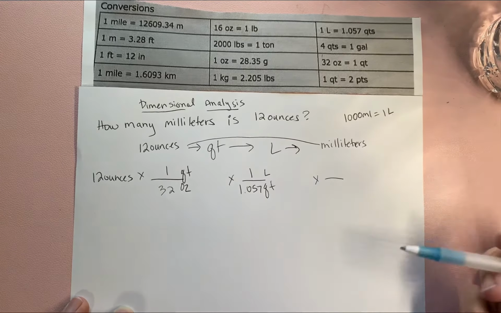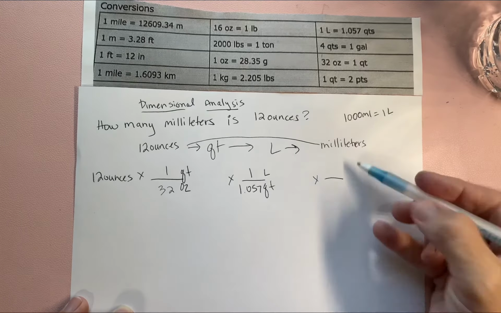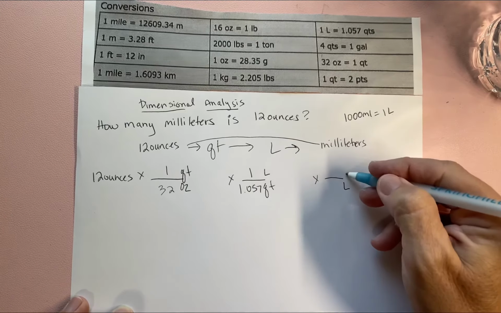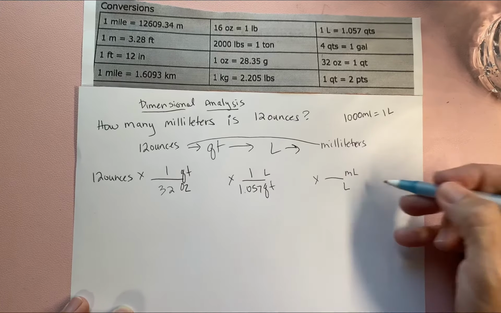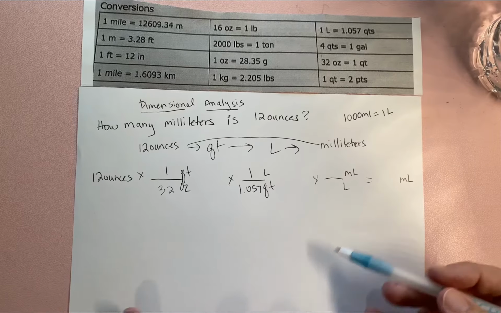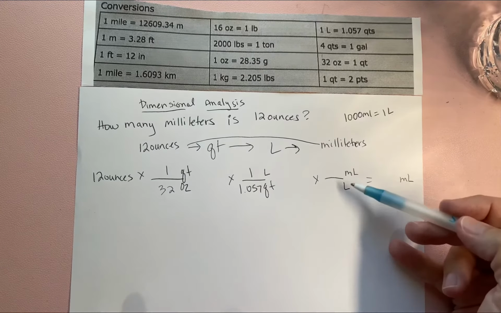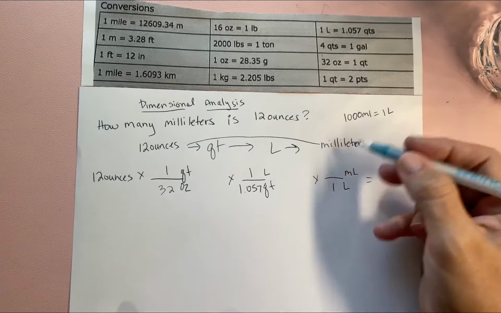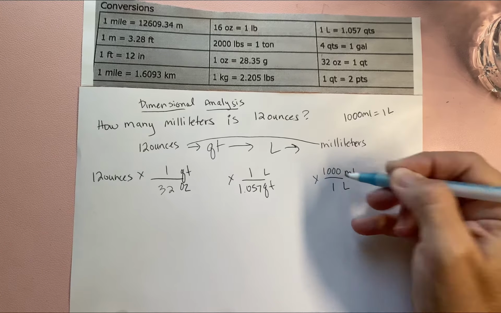Your next fraction, again, what's on the top goes on the bottom. We're converting from liters to milliliters. And that's how we're going to get our answer in milliliters. So our numbers, remember, keep your number with your label. 1 liter equals 1,000 milliliters.